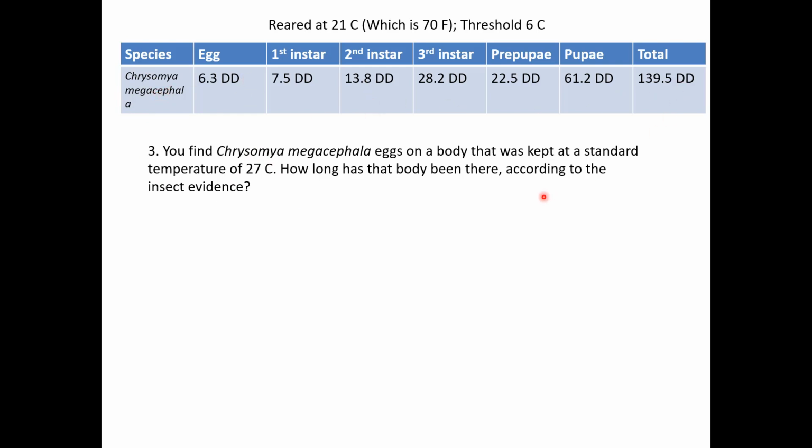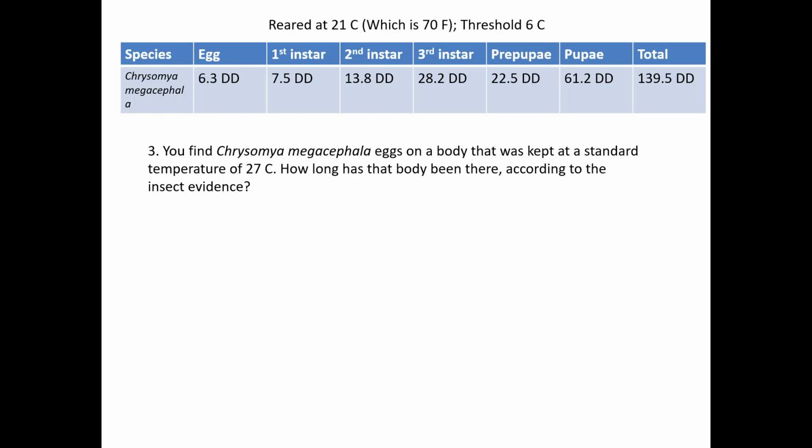We've already calculated how many degree days are necessary for each stage and what the total degree days are to the end of the pupal stage. You find eggs. Okay, so we're looking at this stage. Great. Now, a body was kept at a standard temperature of 27 degrees Celsius. So standard temperature at 27 degrees Celsius. Now, the question is, how long has the body been there according to the insect evidence? So now my data, my life table, is from where the flies were reared at 21 degrees Celsius, right? So that is the data. So 21 is, what is that, higher or lower than 27? It's lower.